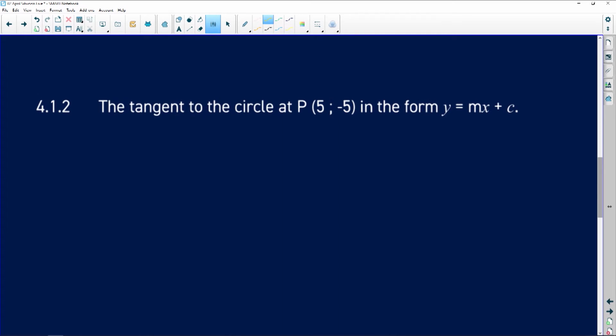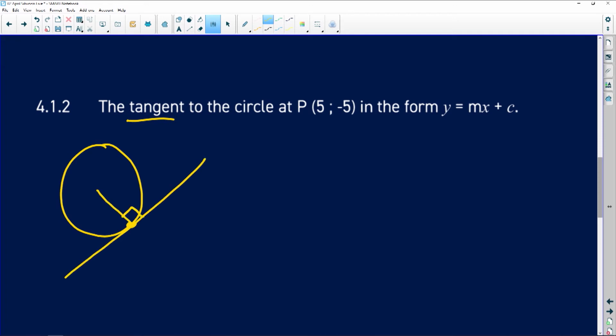So we need to find the equation of a tangent. Now, what you need to understand is we have that circle, there's a point P here, and then we've got that tangent that we're looking for. The tangent is perpendicular to the radius. You've got coordinates 3 and 1 at the center. You've got 5 and minus 5 here. So for you to find the equation of the tangent, you obviously need the gradient and a point.